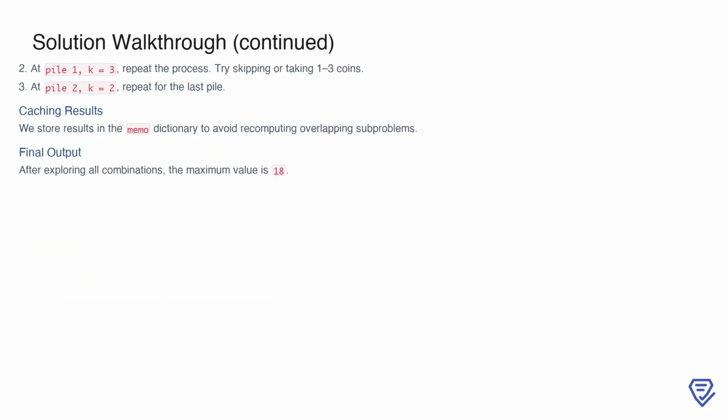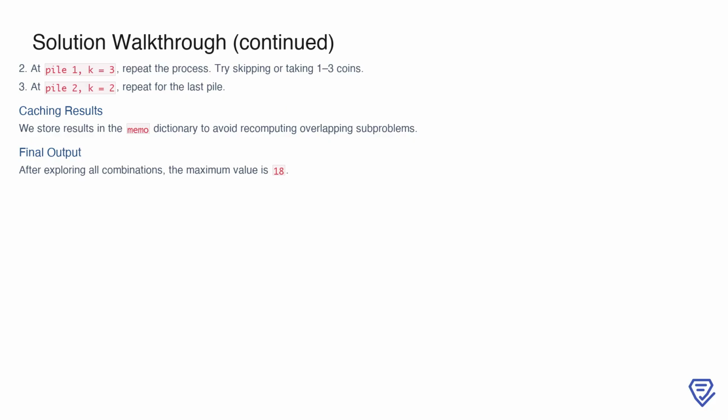At pile 1, we continue the decision-making process with the remaining coins. Here, we again have the option to skip the pile entirely or take a certain number of coins. If we decide to take coins, we can explore taking 1, 2, or all 3 coins, depending on how many are still available. For each choice, we add the corresponding prefix sum from pile 1 and make a recursive call for pile 2. When we reach pile 2, the process is similar.